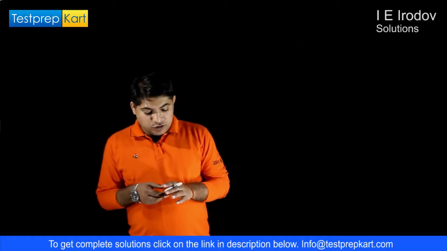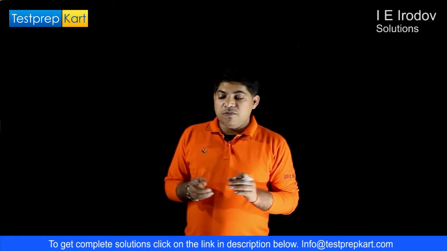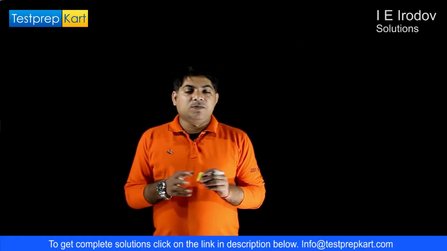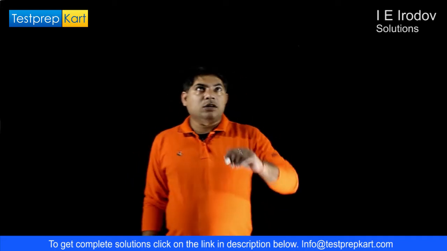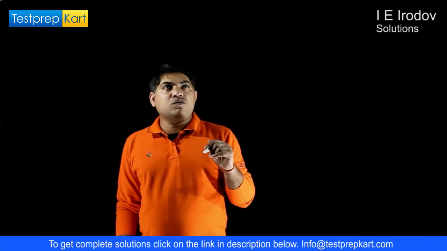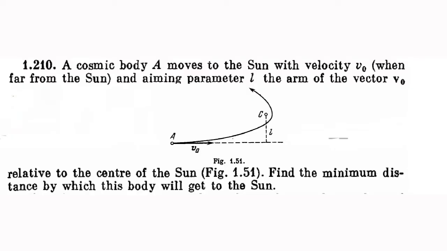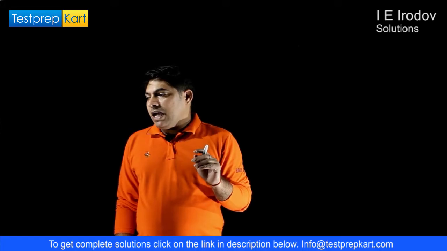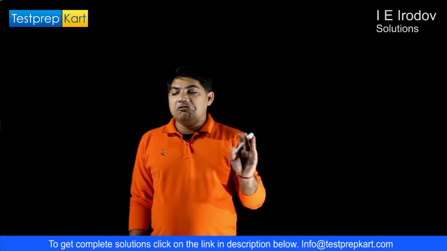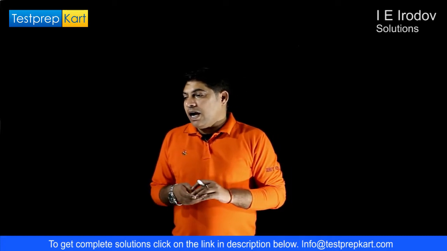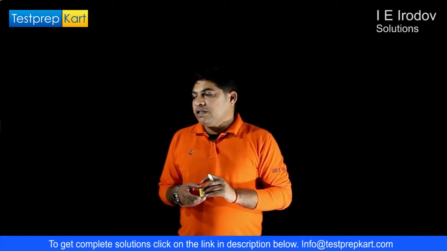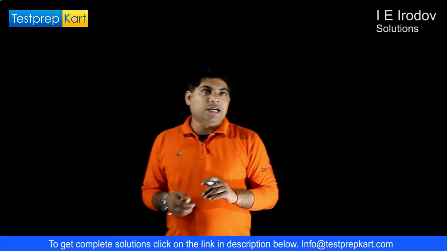So now we are going to solve questions of a new part in this principles of mechanics, that is gravitation. Okay. So question number 1.210. It is saying a cosmic body A moves to the sun with velocity v naught and aiming parameter is L, and the arm of the vector is v naught relative to the center of earth.